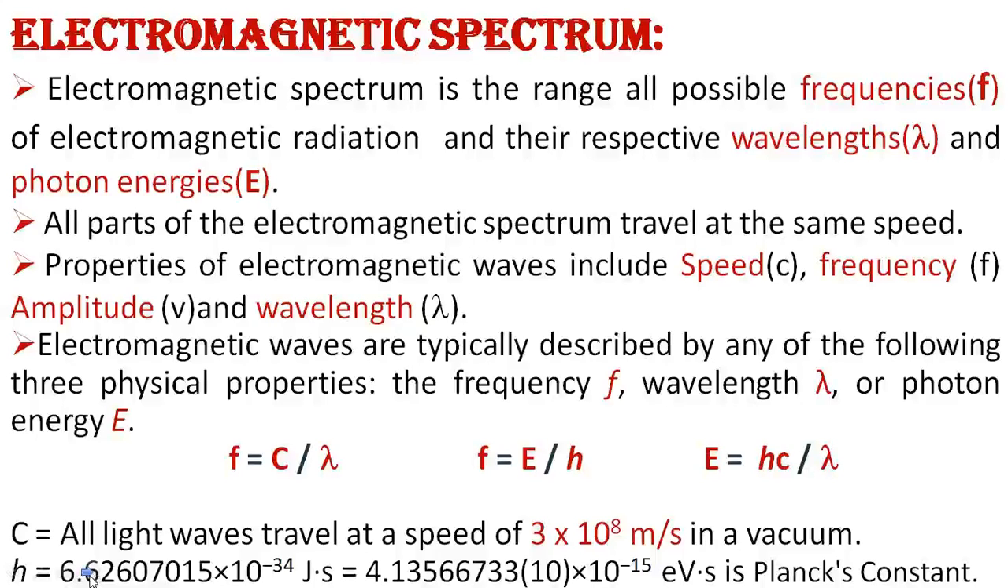Most of the electromagnetic energy is transmitted in terms of power. Here c is the speed of light; all light travels at 3 × 10^8 meters per second in a vacuum. And h is the Planck constant, 6.62 × 10^-34 joule-seconds.